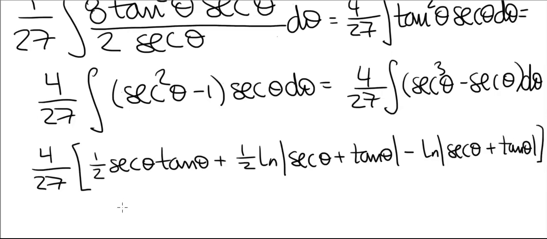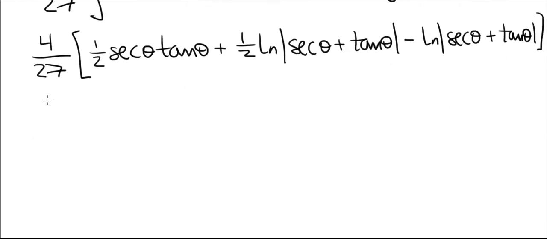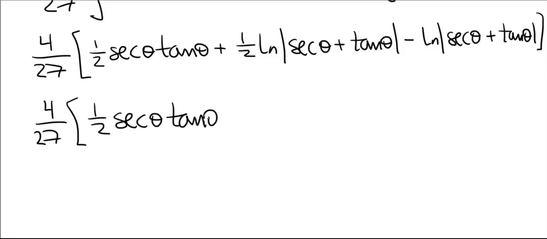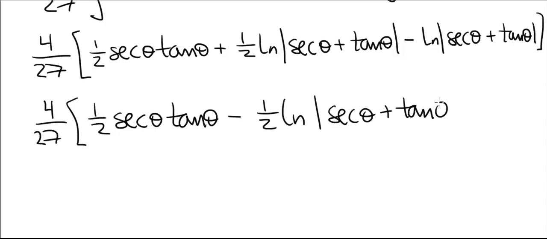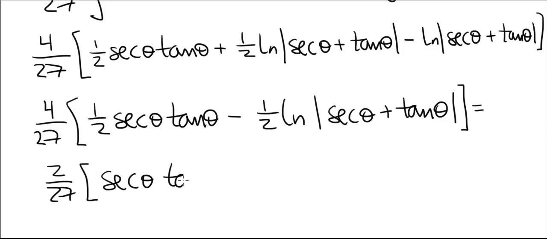So simplifying this, we have 4/27 times 1/2 secant theta tangent theta minus 1/2 natural log absolute value of secant theta plus tangent theta. And we can factor out 1/2, so this is equal to 2 over 27 times secant theta tangent theta minus natural log of absolute value of secant theta plus tangent theta.